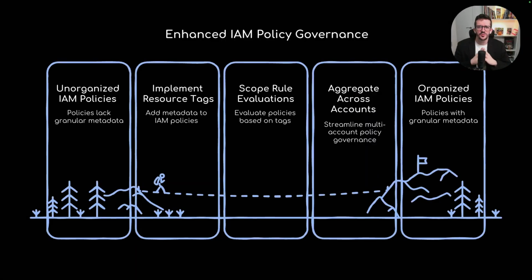Finally, AWS Config now supports resource tags for IAM policies. This allows for more detailed metadata, helping you audit and evaluate your IAM policy configurations based on their tags. This feature is available at no extra cost and helps us streamline governance across multiple accounts.